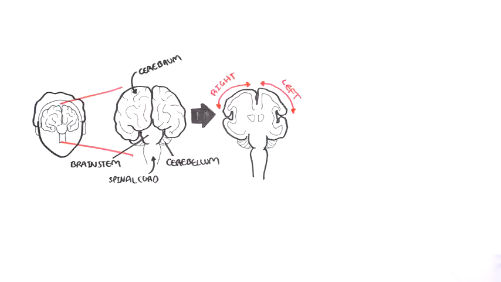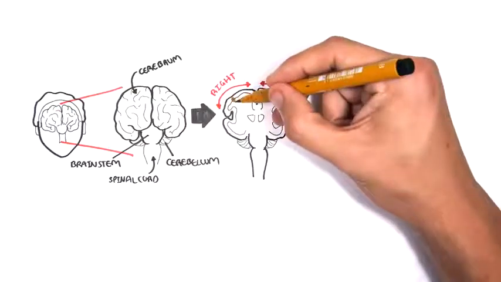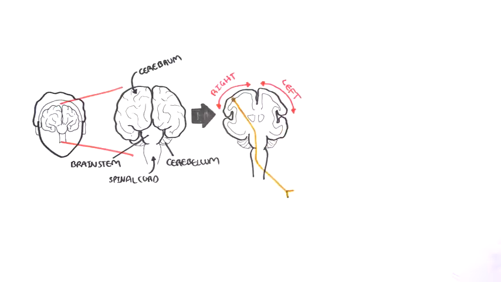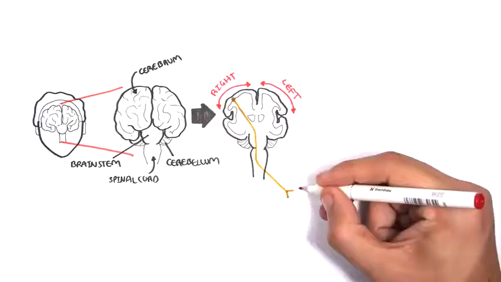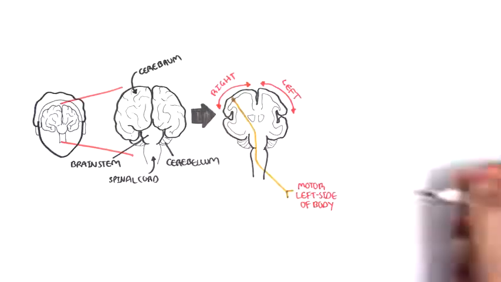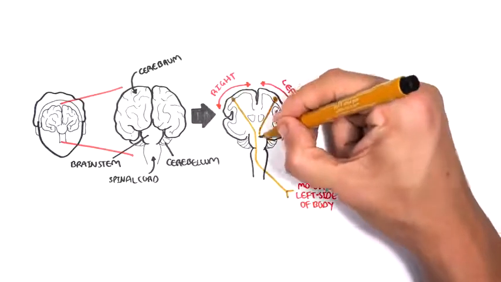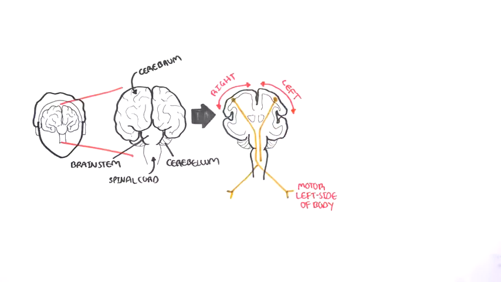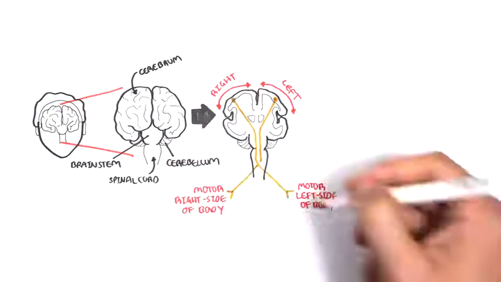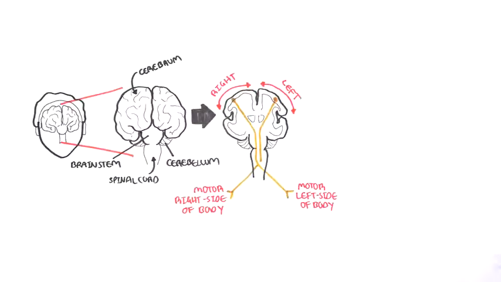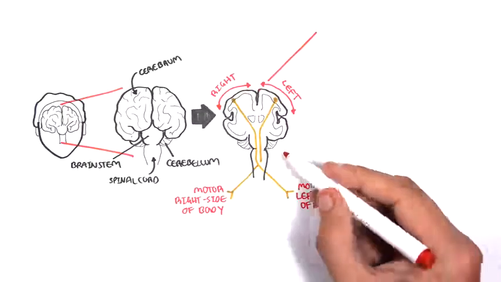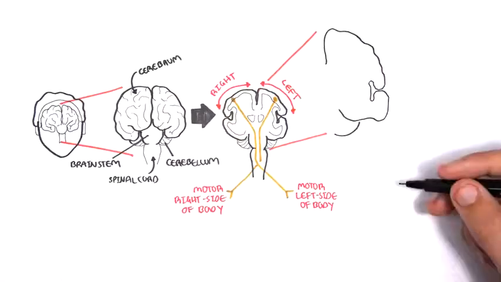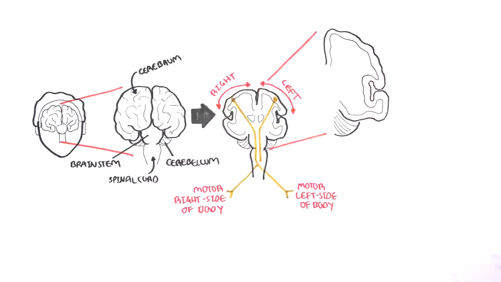Neurons which arise from the right will travel down the spinal cord and send motor information to the left side of the body. Similarly, neurons arising from the left motor cortex will go down and cross over, supplying the right side of the body. Let us now zoom into the left motor cortex. Here is the left motor cortex, and we can also see the left cerebellum at the bottom here.